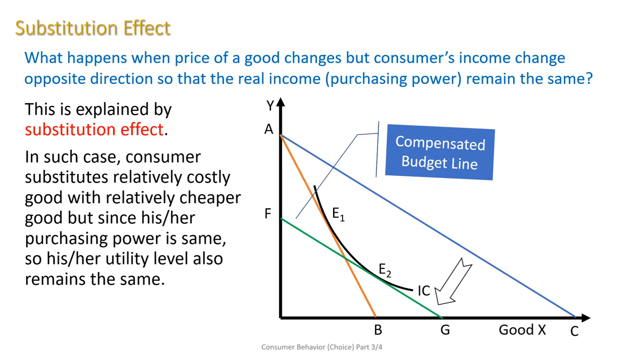Now we can see that the price of X decreased, and the consumer is purchasing more of it. But since the real resources are the same, the consumer is actually sacrificing commodity Y and purchasing more of commodity X.